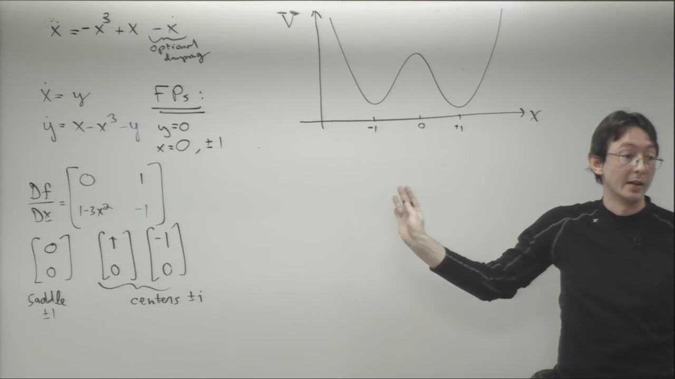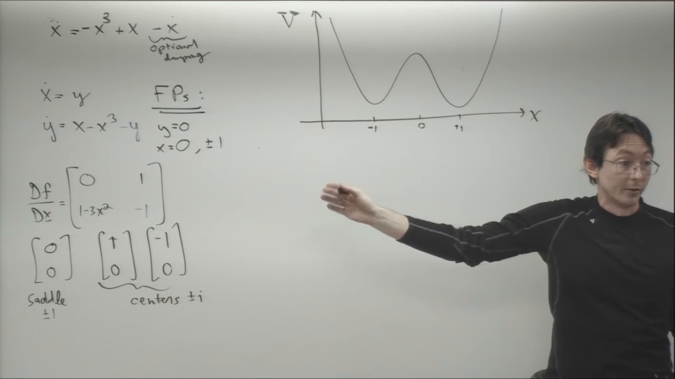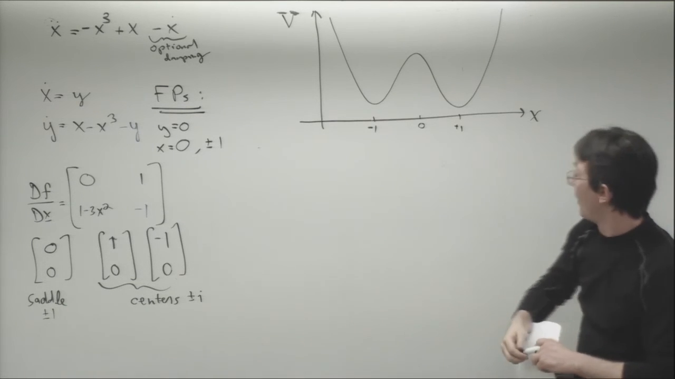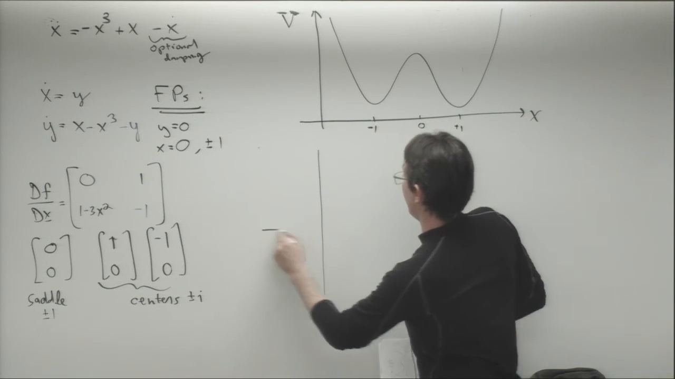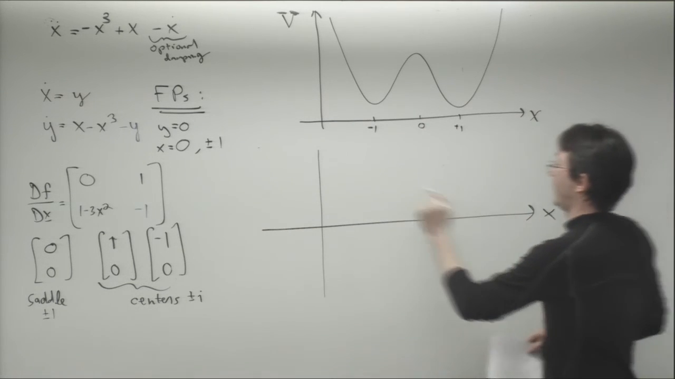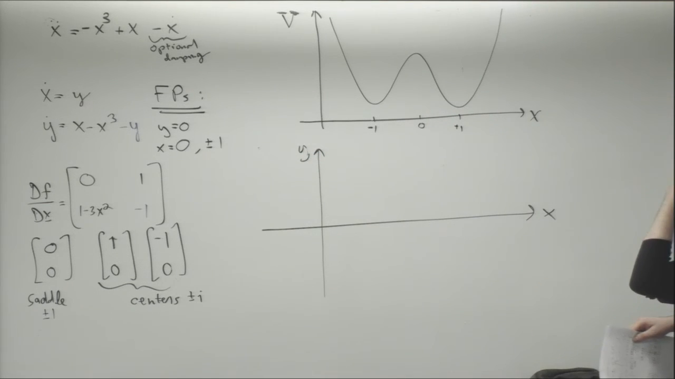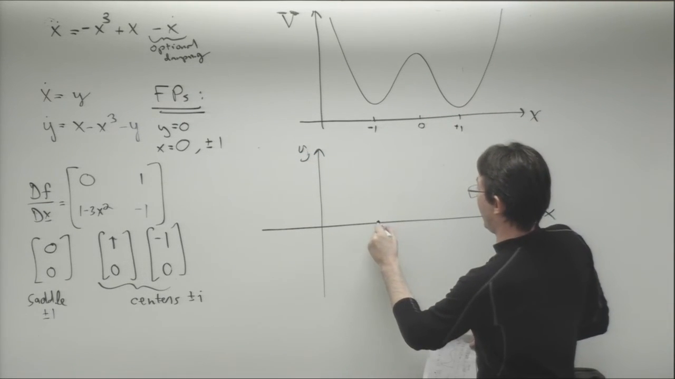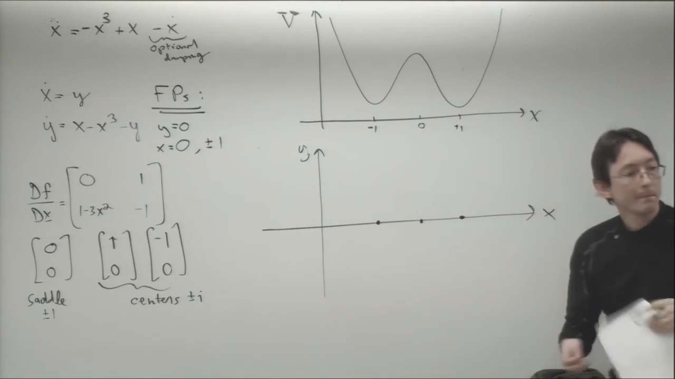Like, we should just be able to write down the phase portrait for this. I don't even need to do the linearization or the fixed points. I know exactly what the system's going to do. So let's just do that. So now in the x, y variables, where y is my velocity here, we have 3 fixed points. We have one at -1, 0, and +1.